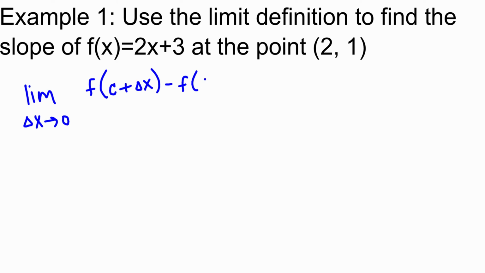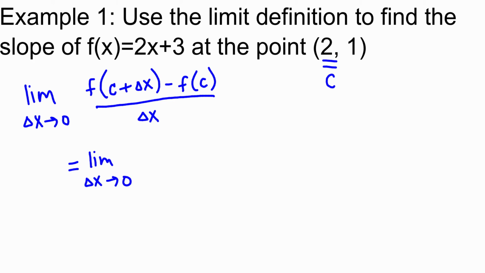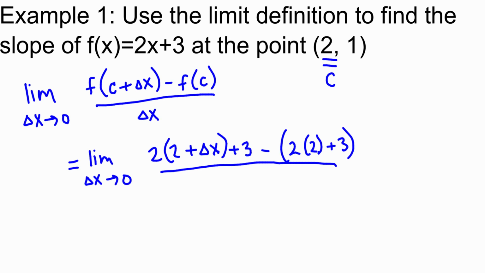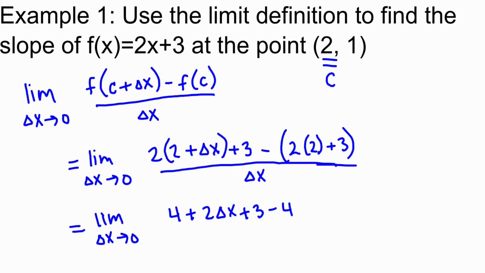The c value in this case is 2. Simply substitute 2 in and we have the limit as delta x approaches 0 of 2 times 2 plus delta x plus 3 minus the quantity 2 times 2 plus 3 all over delta x. When we simplify and evaluate the limit, we just end up with 2.